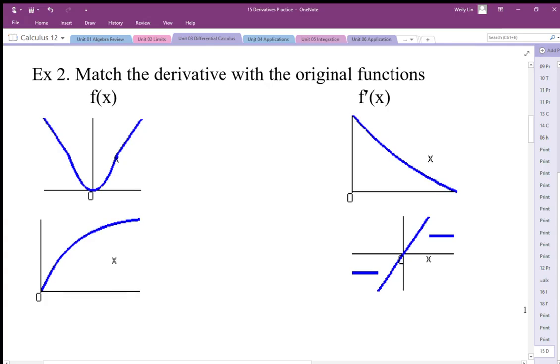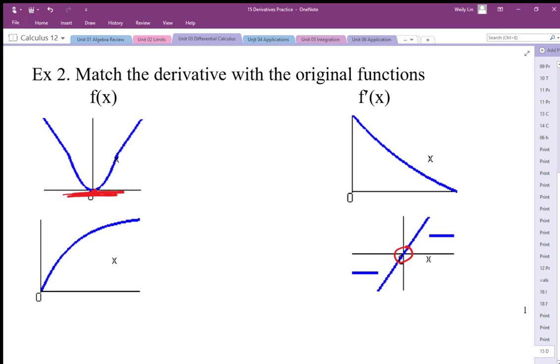When we are matching the derivatives with their original functions, on the right hand side we have derivatives, on the left hand side we have the original functions. One of the keys we want to look for is zeros in the derivative. That's one of our main keys. We look for the zero in the derivative, and we see that the zero relates to a horizontal tangent line there. So we should also check a few other things.